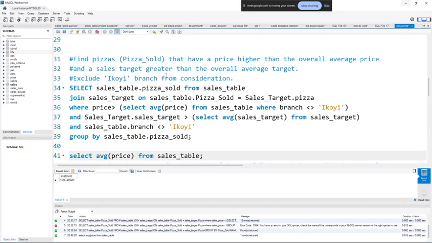Now another thing, because I have another condition. He said the sales target must be greater than the overall average target. On the sales target table I can find the sales target. The sales target must be greater than what? The overall average target. How do I find the overall average target? This is the statement to find the overall average target. That is for my sales target table. I will find the overall average, that is the average of the sales target table. If you don't understand what I'm saying, please say something.